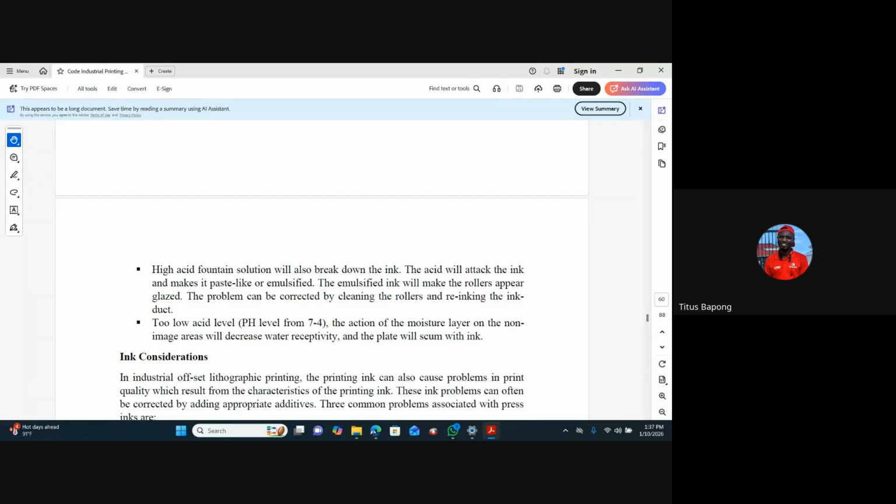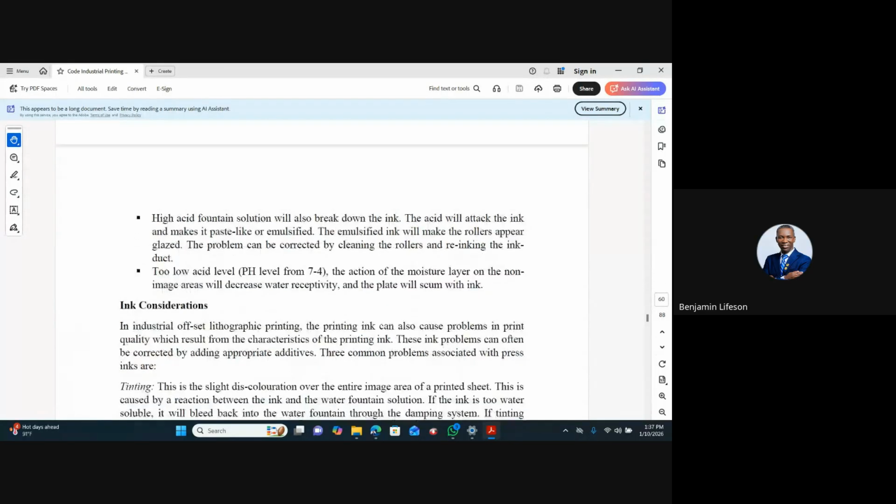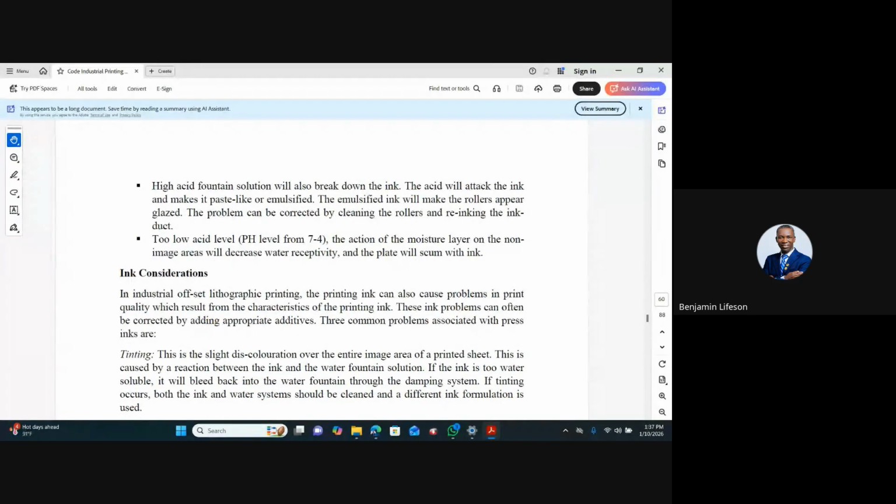High acid fountain solution will also break down the ink. The acid will attack the ink and make it paste-like or emulsified. The emulsified ink will make the roller appear glazed. The problem can be corrected by cleaning the rollers and re-inking the ink duct. That's another problem. Let's go to the next problem.